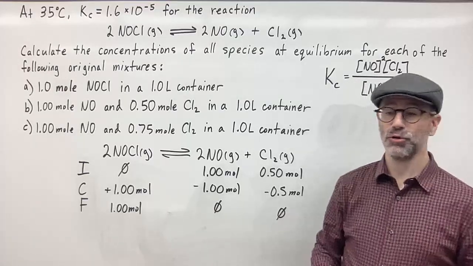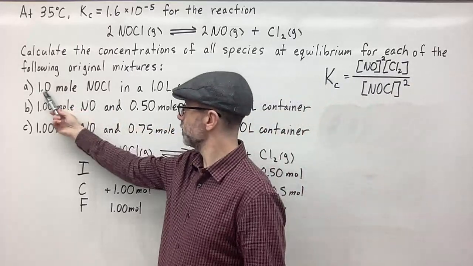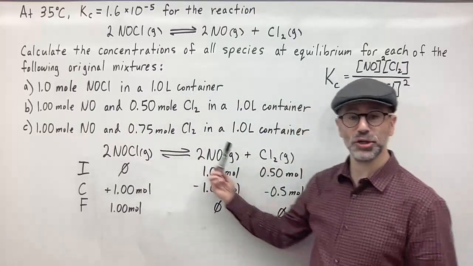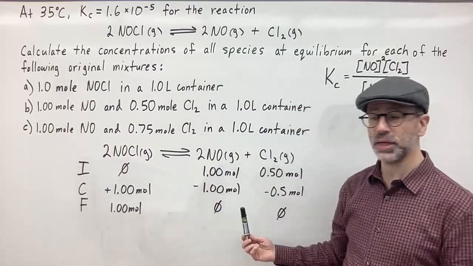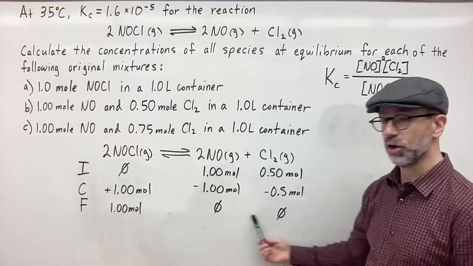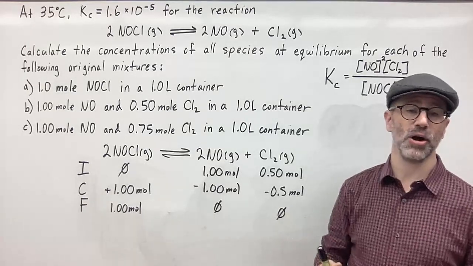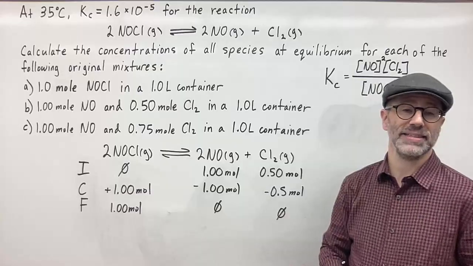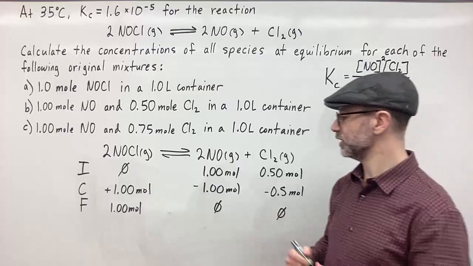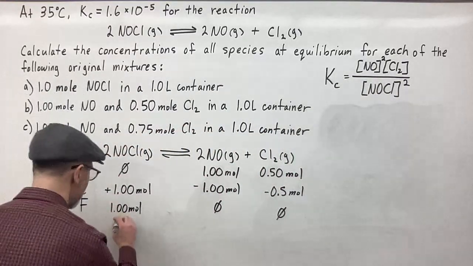However, if you remember from part A, we started with 1.0 moles of NOCl in a 1 liter container. And so after the reaction here in part B, we end up with 1.00 moles and 0 of the amounts here. So we've got the exact same situation we had in part A. So we're going to get the same results as in part A, so we don't need to do those calculations again. The concentrations are going to be the same as in part A.